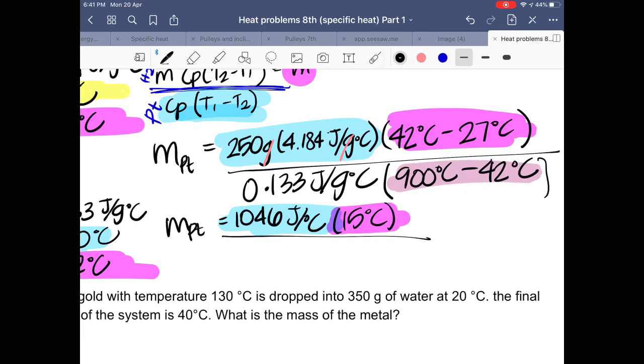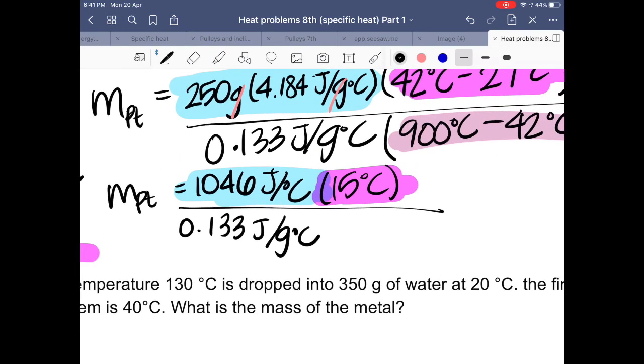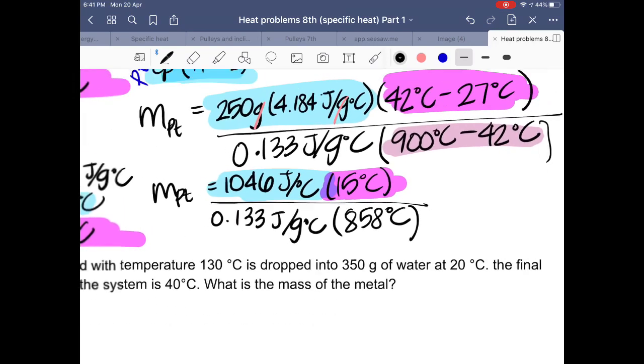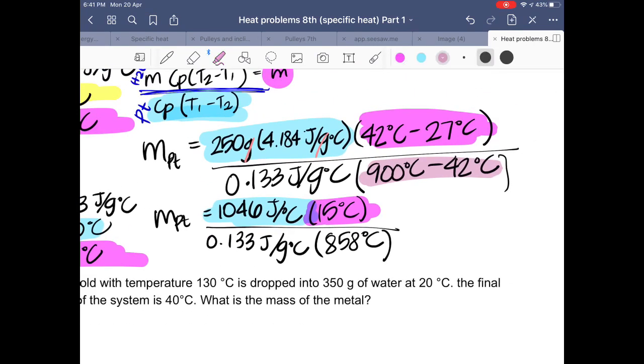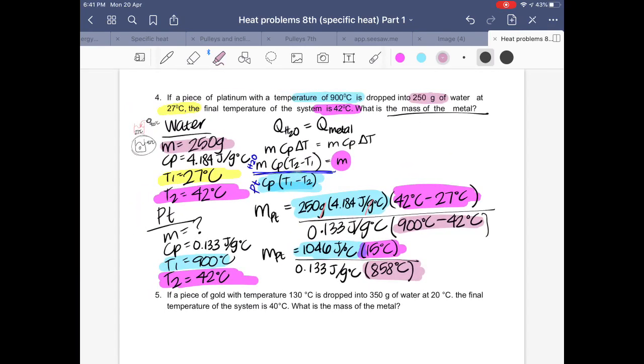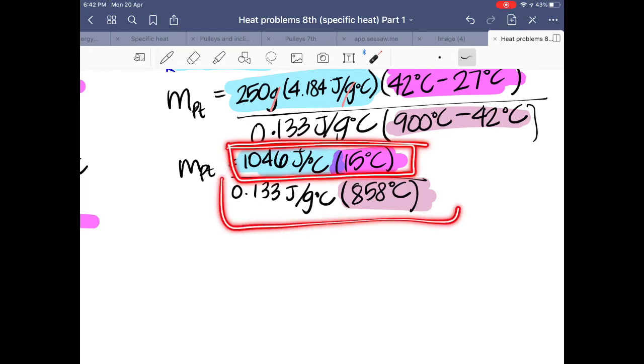And then divided by 0.133 joules over grams per degree Celsius times 900 minus 42, which is 858 degrees Celsius. Okay, and this part is this one. So according to the colors, this is what you are supposed to have. Now your next step is to multiply this part right here and multiply this part right here.